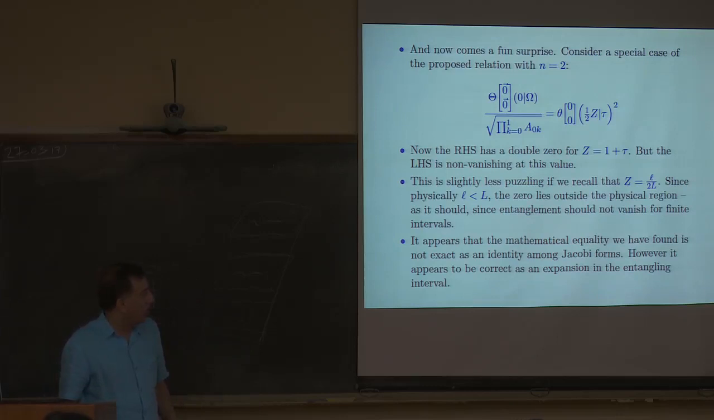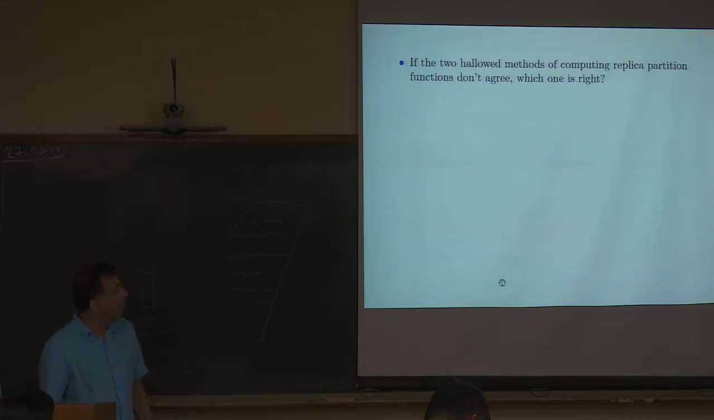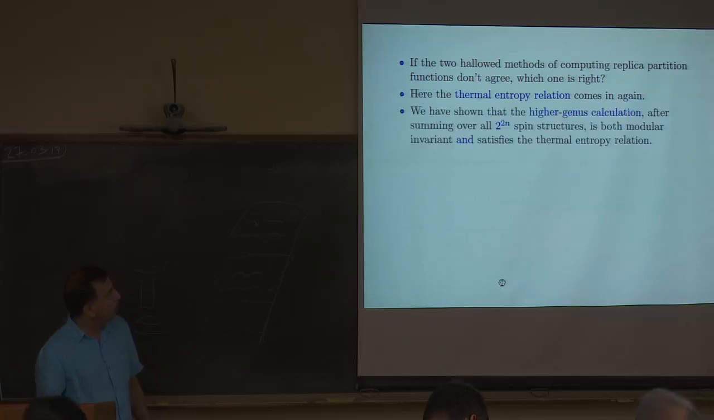Okay, so that's my last slide, and that's all I basically want to say, which is that the equality we have found does not seem to be exact as an identity among Jacobi forms, which is puzzling, but it seems to be very good as a power series in the entangling interval. So it just leaves everything a little mysterious. The only concluding remarks I want to make.